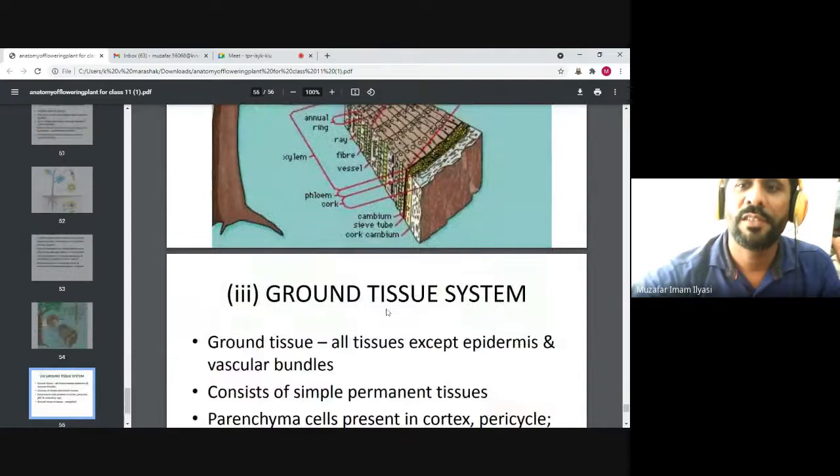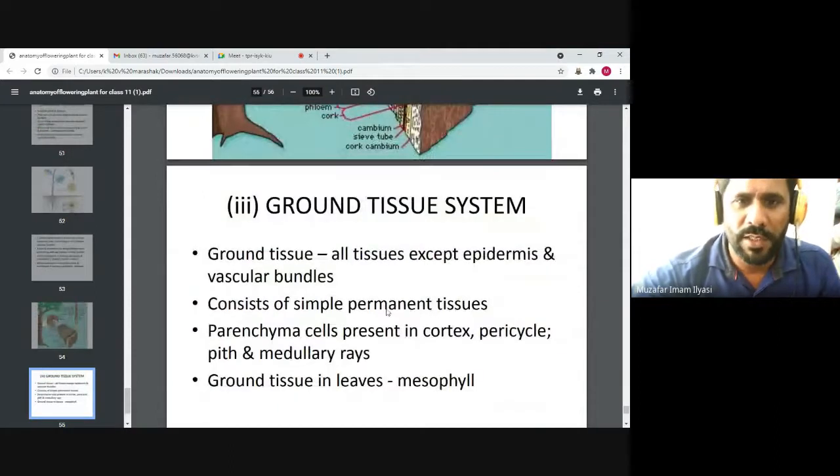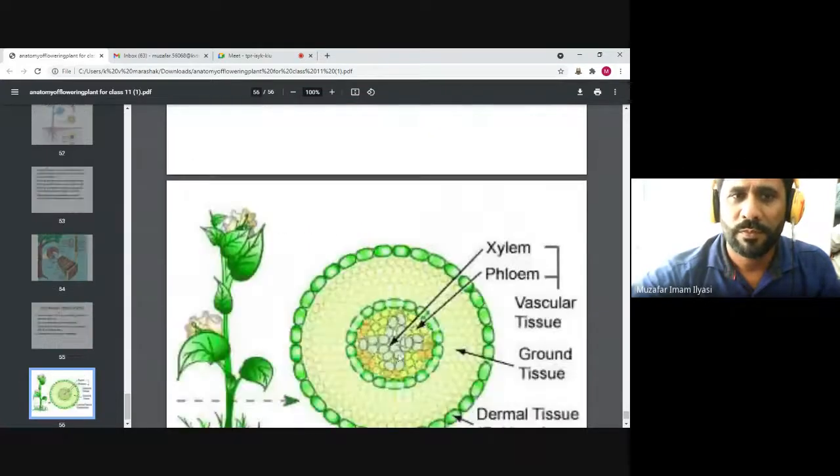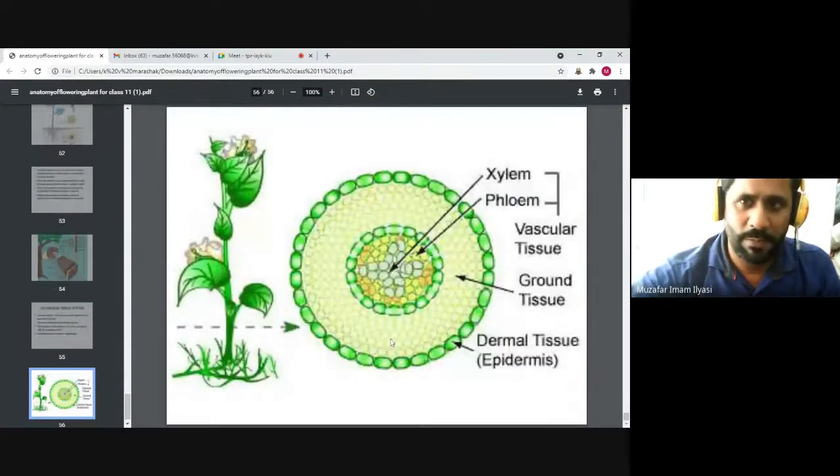You will observe this. Now the discussion starts on the ground tissue system. The ground tissue system is all tissues except epidermis and vascular bundles. It consists of simple permanent tissues. Parenchyma cells are present in cortex, pericycle, pith, and medullary rays. Ground tissue in leaves is mesophyll, as is being shown in this diagram.